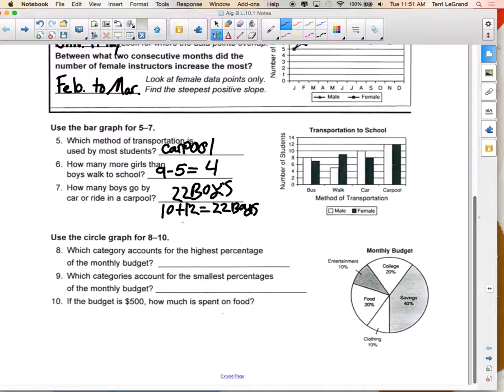How about number 7? How many more boys go by car or ride in a carpool? How many boys go by car or ride in a carpool? Do you agree with Cody? It's 22. Why do we add them together?